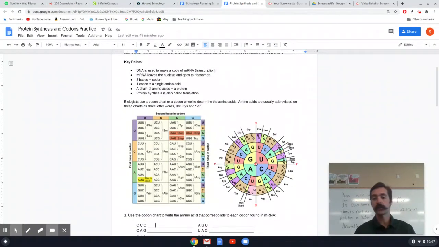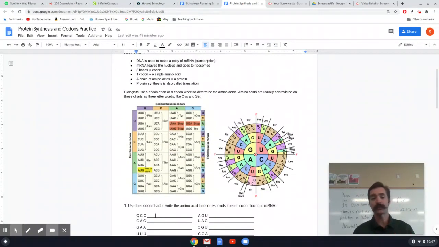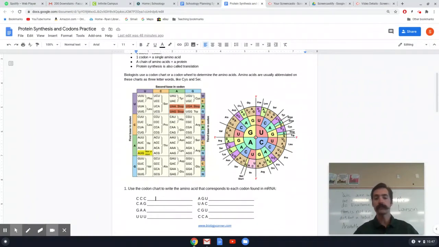So in this activity, you're going to be looking at mRNA sequences, you're going to be looking at DNA sequences, and eventually creating your own amino acids. So first things first, use the codon chart to write the amino acid that's corresponding to each codon. Amino acids are what's on the outside of your wheel.